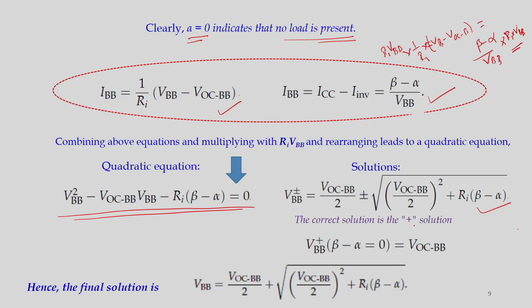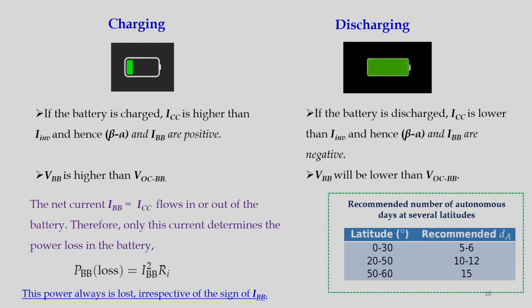So, the correct solution is the positive solution, if we see precisely. If beta minus alpha is 0, then if we use this here, what will happen? VBB is equal to VOC BB by 2 plus VOC BB by 2, so it will be VOC BB. So, this final solution is the true solution. VBB is something like this. Now let us pay attention to this solution and see what we can bring out of it.